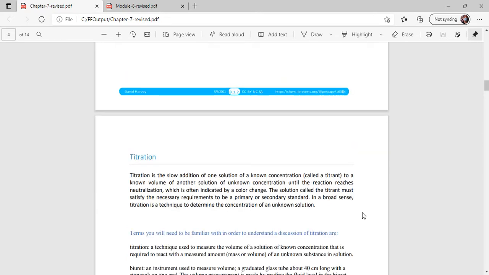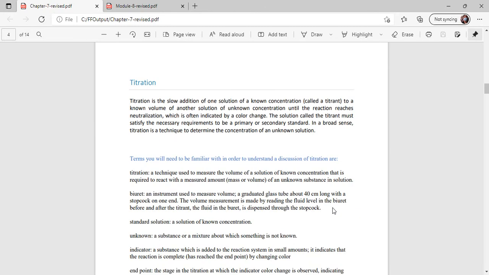Now, let us proceed to the next quantitative or analytical method, which is your titration. So your titration is a slow addition of one solution of a known concentration, called your titrant, to a known volume of a solution of an unknown concentration until the reaction reaches neutralization, which is often indicated by a color change. The solution called the titrant must satisfy the necessary requirements to be a primary or secondary standard. In a broad sense, titration is a technique to determine the concentration of an unknown solution. So there is like a proportionality.